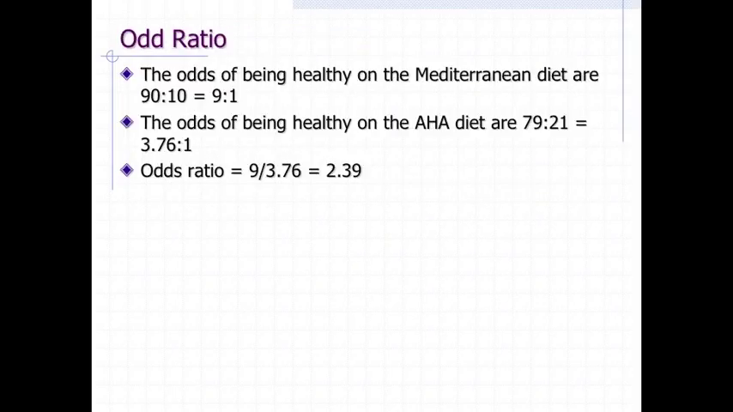A third commonly used measure is the odds ratio. For our example, the odds of being healthy on the Mediterranean diet are 90 to 10, or 9 to 1. The ratio of these two odds is 9 divided by 3.76, which is 2.39. Therefore, the odds of being healthy on the Mediterranean diet is 2.39 times the odds of being healthy on the AHA diet. Note that the odds ratio is the ratio of the odds and not the ratio of the probabilities.